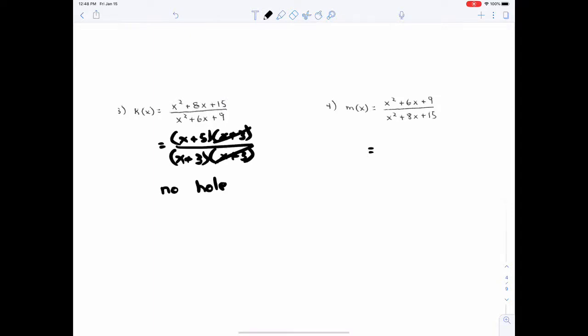Okay, here you have x plus 3 times x plus 3. And here we have x plus 5 times x plus 3. Okay, let's cancel. Did I get rid of all the x plus 3's in the denominator? Yes. Okay. So there's a hole at -3.